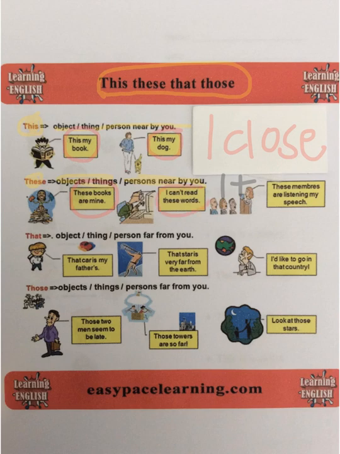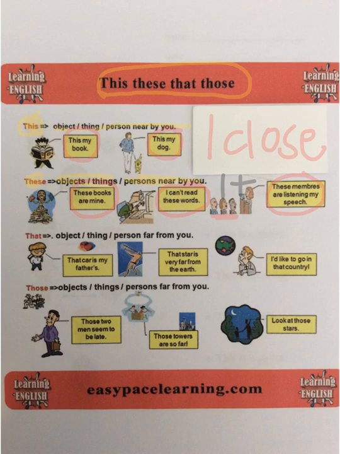I can't read these words, so it's more than one word. And these members are listening to my speech. So it's more, do you see there's more than one person right here? Okay, so that is the difference between this and these. This is only one. These are more than one. But both of them, it's something close by. Okay, let's look at the next one.